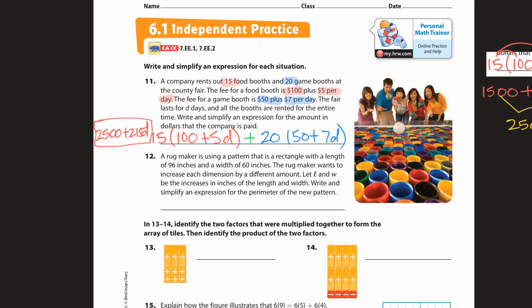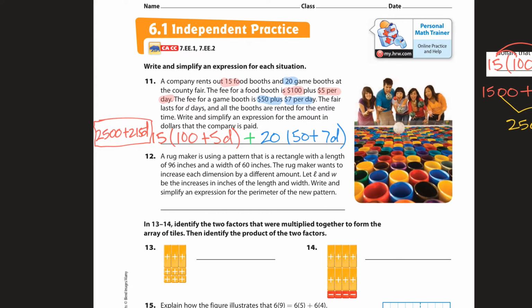So in this question, a rug maker is using a pattern that is a rectangle with a length of 96 inches and a width of 60 inches. The rug maker wants to increase each dimension by a different amount. Let L and W be the increases in length and width. Write and simplify an expression for the perimeter of the new pattern.